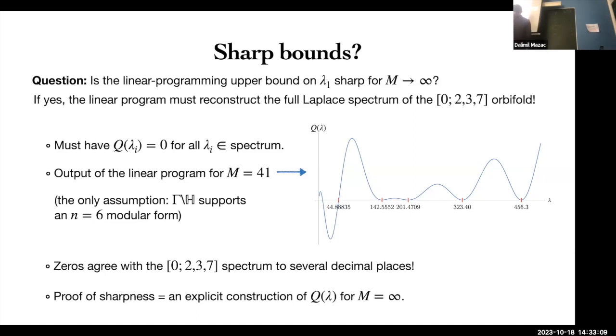They are very close to actual eigenvalues of the 237 surface that we computed numerically using some other method. So it is kind of spectacular, because the only assumption that goes into this picture is that we have a surface that admits a modular form of weight 6. That's it. And then you do some linear programming, upper bound, and you find this picture, which knows about the location of the first, second, third, fourth, and fifth eigenvalue of a particular surface that has this modular form.